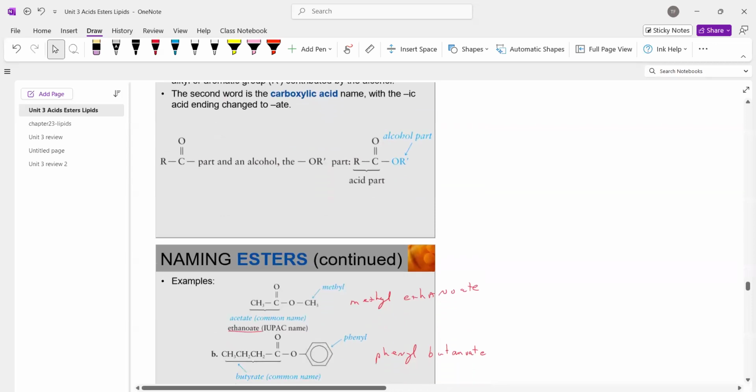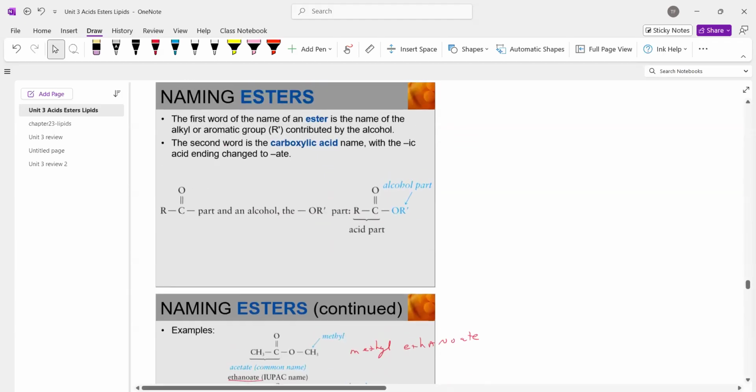Okay, naming esters. There are two parts to naming the ester. The alcohol part we name first, just like we did with the acid salt. We named the cation part of the acid salt first, and then we named the rest of it, which is the original acid part. So it's the alcohol part, then the acid name from which it came.